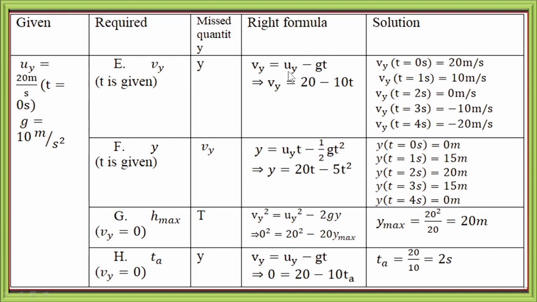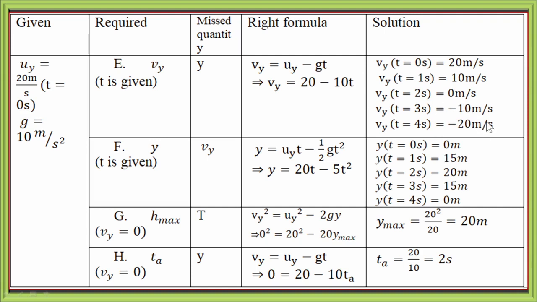The right formula for upward throw is vy equals ui minus gt. Look, it is minus because ui and g have opposite direction. vy is thus 20 minus 10t. At t equals 0 seconds, 20 minus 10 times 0 is 0, so it is 20. After 1 second, 20 minus 10 times 1, 20 minus 10, which is 10. After 2 seconds, it is 0. After 3 seconds, minus 10. After 4 seconds, it is minus 20.